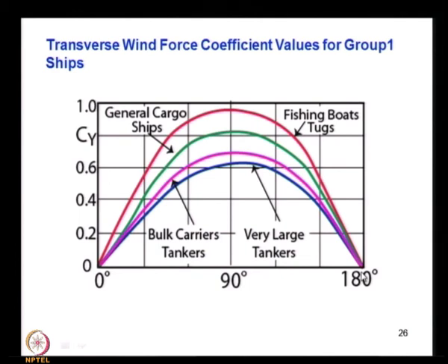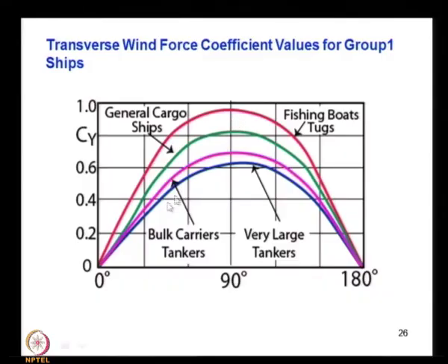Suppose the wind is acting along the length of the ship, it is not going to induce a transverse force. So, that is why it is 0. Whether it acts at 0 degrees following the ship, or at 180 degrees opposing the ship, its effect in the transverse direction is 0. The maximum effect comes only when the wind acts at 90 degrees. So, that is how all the curves are shown.